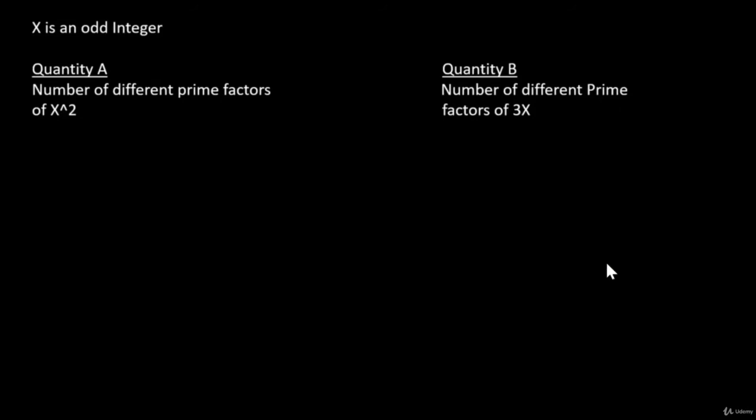Let's do this question. X is an odd integer. Now quantity A is the number of different prime factors of x square, and quantity B is the number of different prime factors of 3x. All right, pause the video, give it a try, and then let's do it together. All right, we are back. I hope you have given it a try. Let's do it together. Now the best way to approach this question is by plugging in numbers.